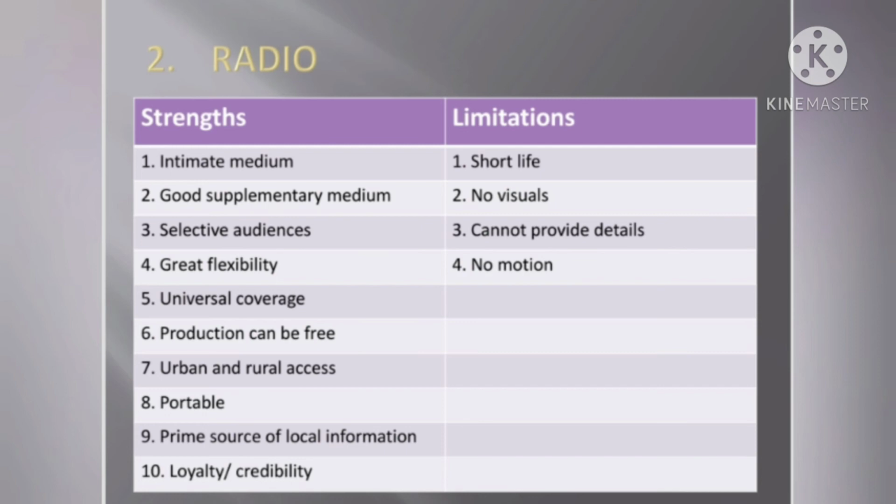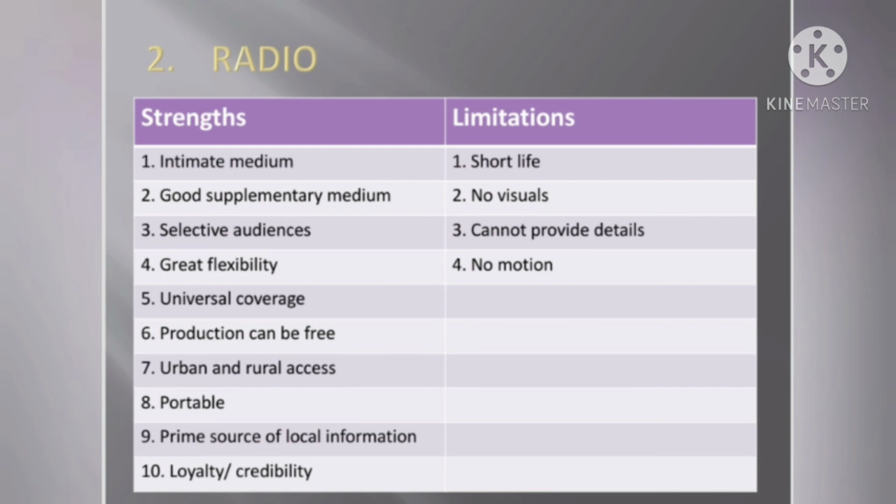The next point, it has universal coverage and it can be production free. Next point, it has urban as well as rural access. It can be accessed anywhere, anytime. So that is also another merit of radio. And in contrast to television, radio is portable. It can be taken from one place to another, and that makes it comfortable for everyone to have it. So that is also another merit of radio.